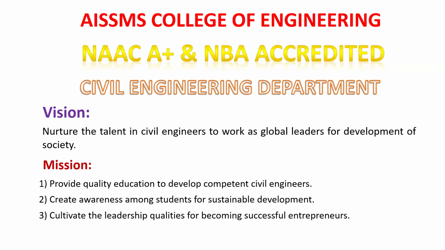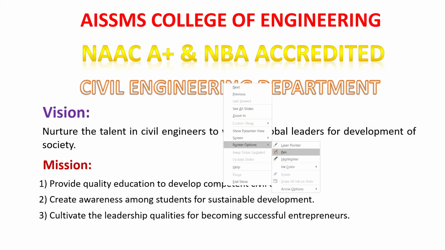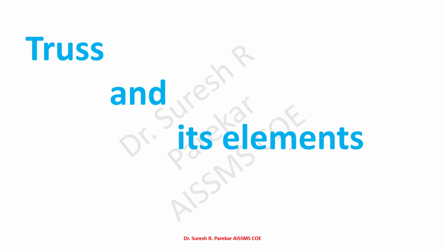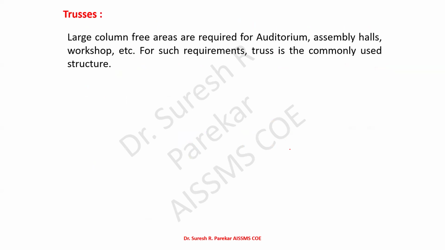Today we are going to see the trusses and its different elements or its different parts. So, truss and its elements. Now, large column free areas are required for auditorium, assembly halls, workshop, etc. For such a requirement, truss is the commonly used structure.